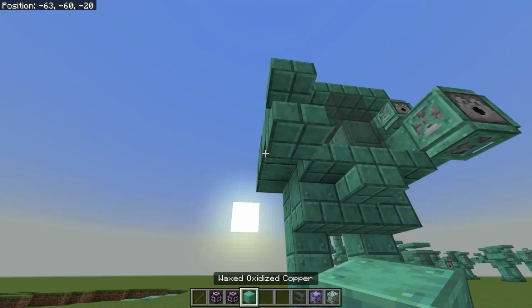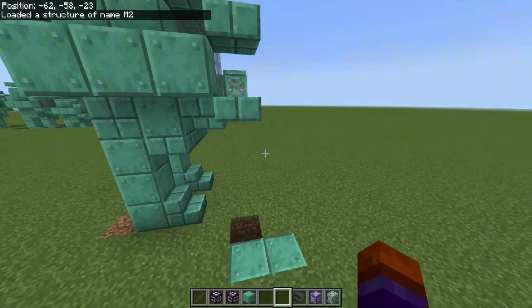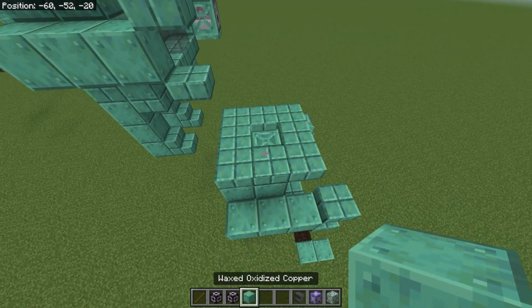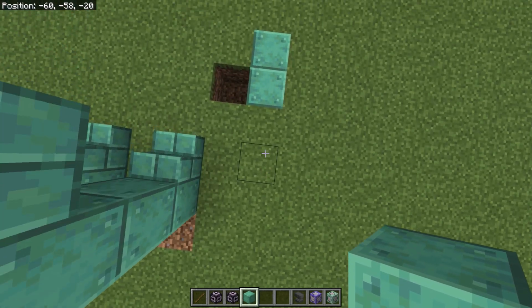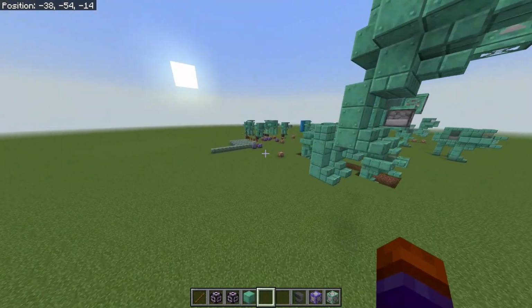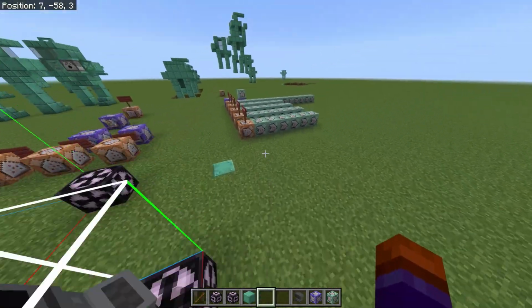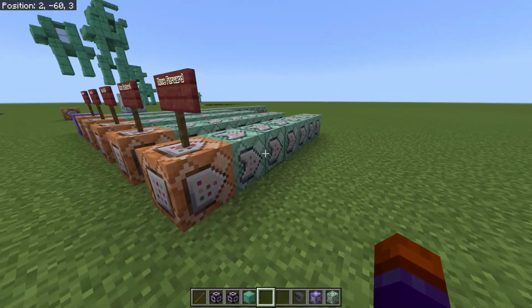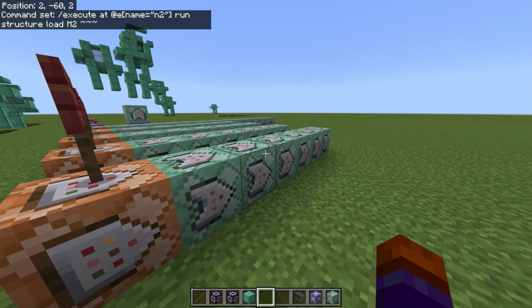So if you want to move forward, you have to load something right here. So that's why I have armor stands. I have one that goes right here, and then down right here, and then one that moves up right here, so it moves forward. So that's how that works. So you do the same thing with the other armor stand. You take a structure like this, and you name it, and then you run structure load M2, so that's the one I just showed you, Mech 2.